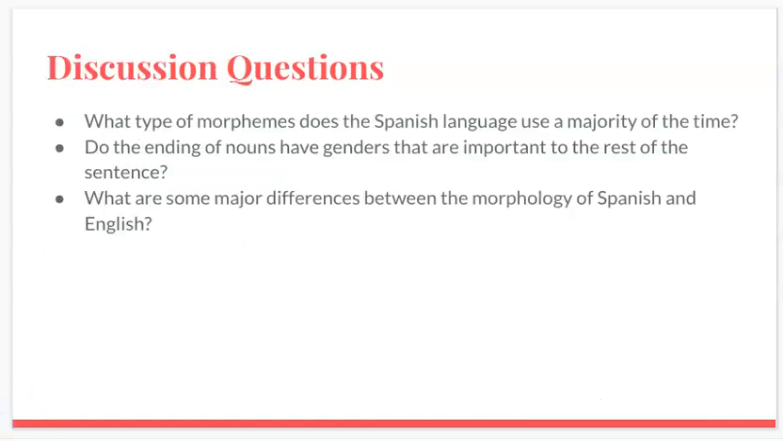So here are some discussion questions that you guys can discuss in the discussion. What type of morphemes does the Spanish language use a majority of the time? Do the endings of nouns have genders that are important to the rest of the sentence? And what are some major differences between the morphology of Spanish and English?